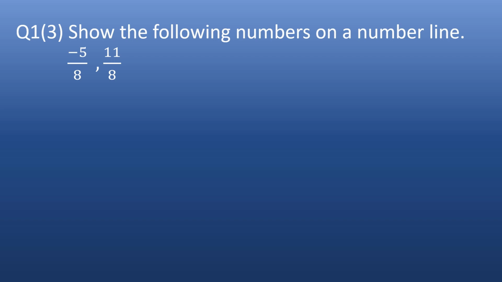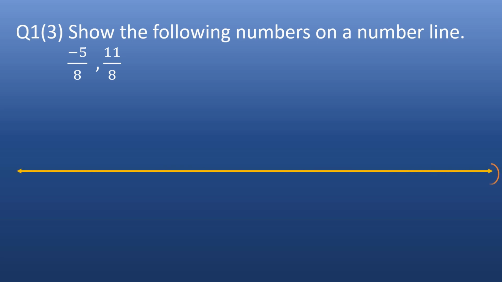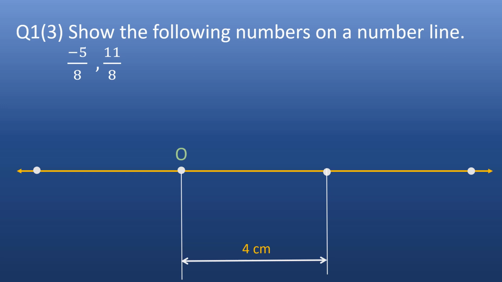Step number 1. Draw line and show line by arrowheads on both the sides. Take any point O on the line as origin. Mark equidistant points on the left side and right side of the origin.